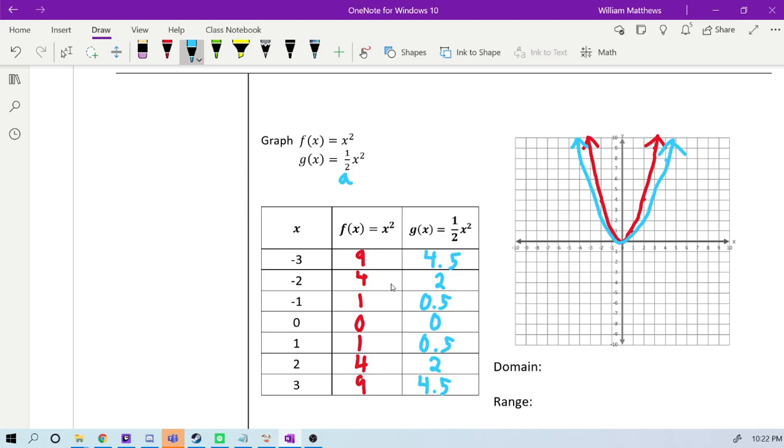Now, there is nothing changing of our vertex, our lowest point, and we're under the same situation where x can be any value. So our domain, our x values, are still all real numbers. And my range is going to be the same as the parent function. I can have any y value that is greater than or equal to its lowest point, the vertex, 0.